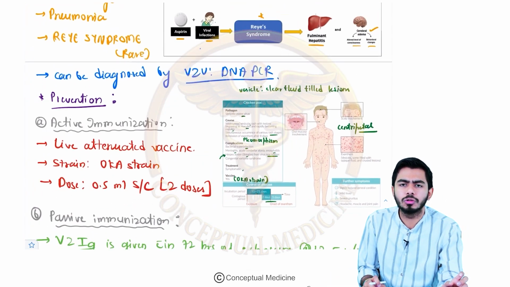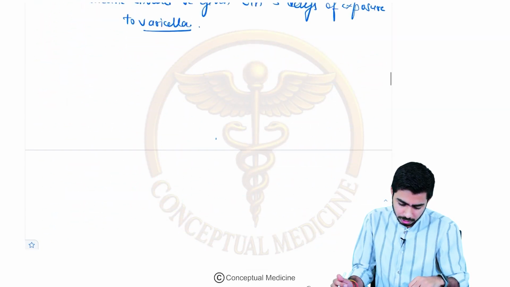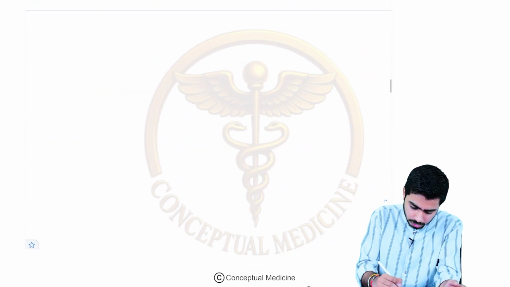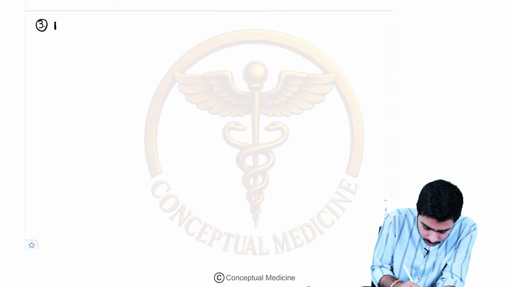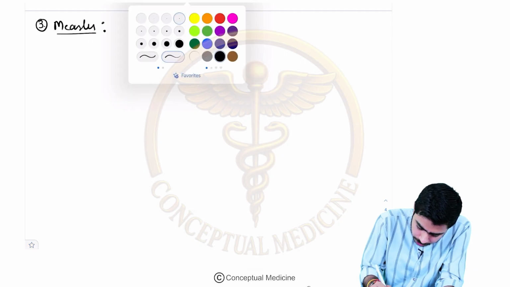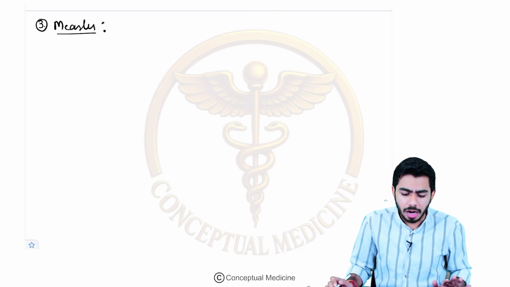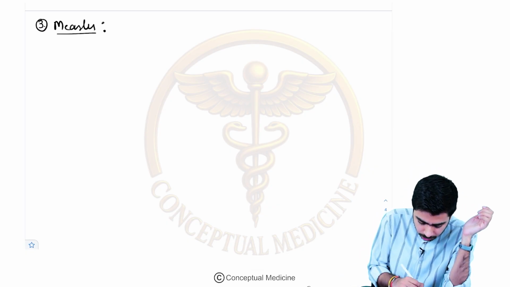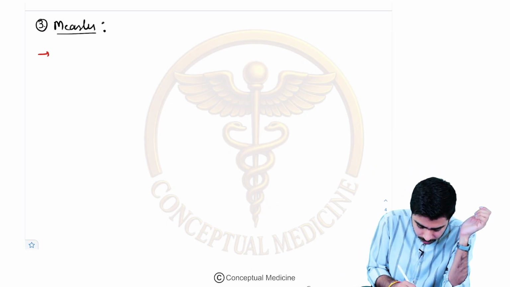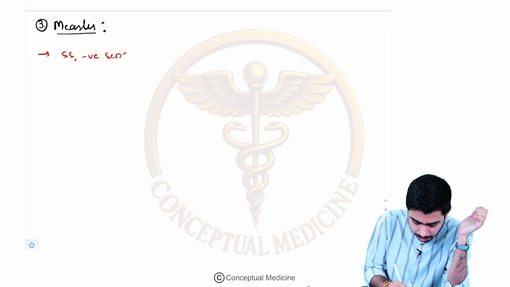Okay, now I am moving on to one more virus, that is measles. Okay, that is measles again, guys, very important. So let's move on to that virus as well. Let's talk about the third one now, guys, that is measles. Okay, guys, what about measles? Measles is basically a single stranded negative sense RNA virus. Is it a DNA virus? No, it's not. It's an RNA virus. Okay, so this is basically a single stranded negative sense RNA virus.